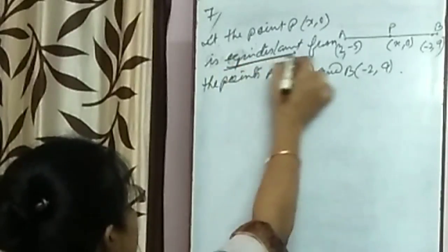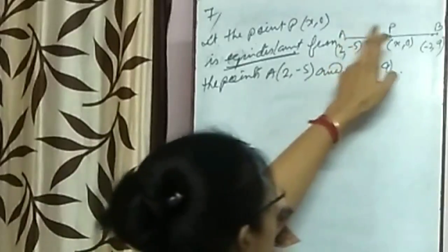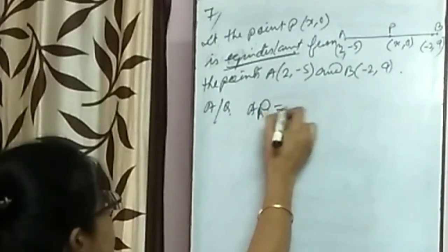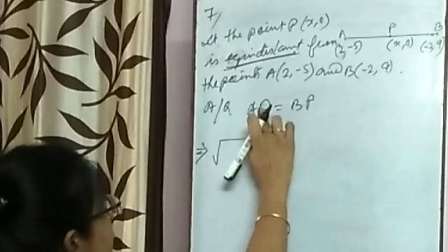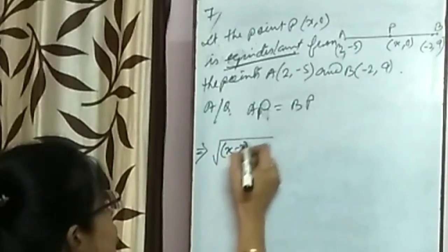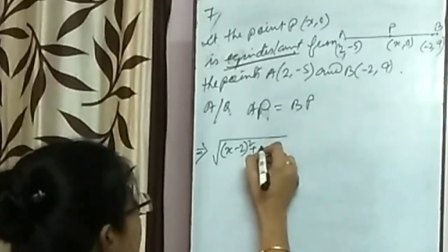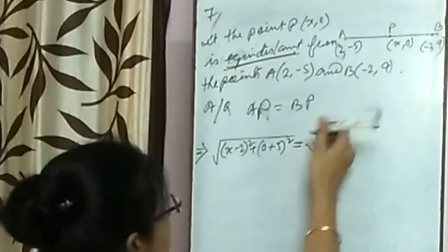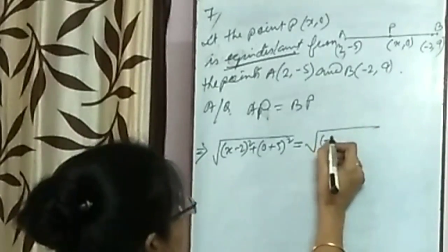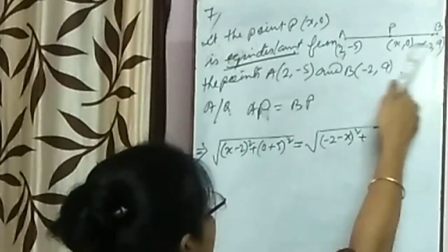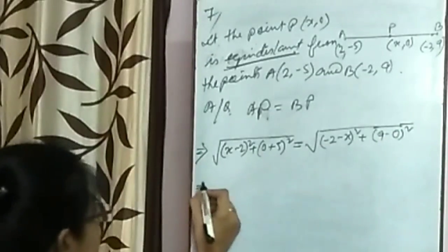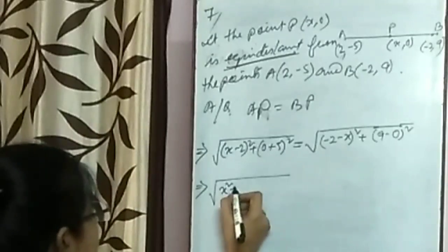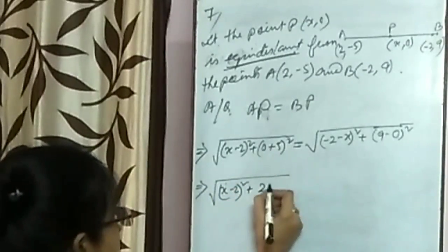If it is equidistant, here is the sum hidden. Equidistant means AP is equal to BP. According to the question, AP is equal to BP. Now you find AP's value. AP means x minus 2 whole square, plus 0 minus minus 5, so it will be plus 5. On the right hand side, BP: minus 2 minus x whole square plus 9 minus 0 whole square. So here 5 square is 25.